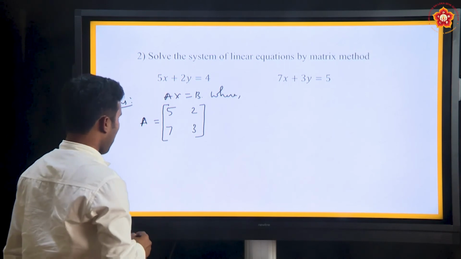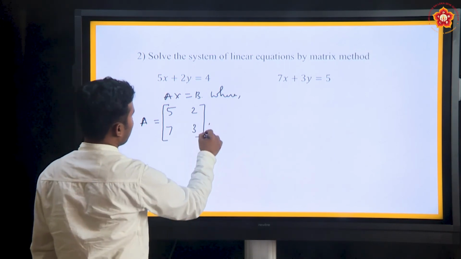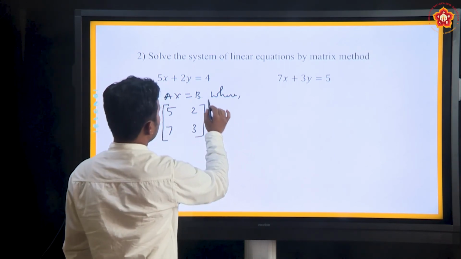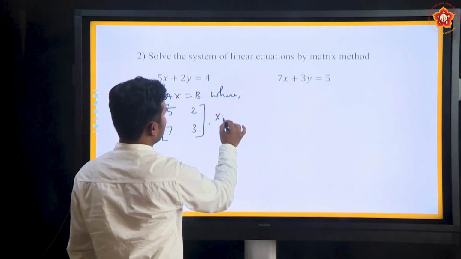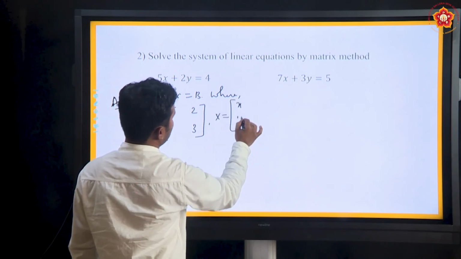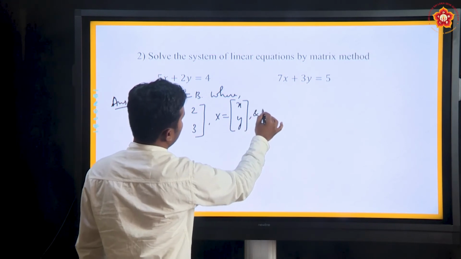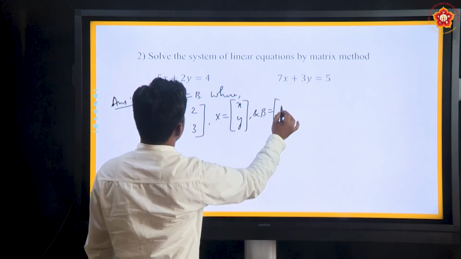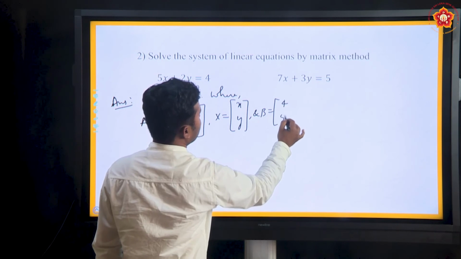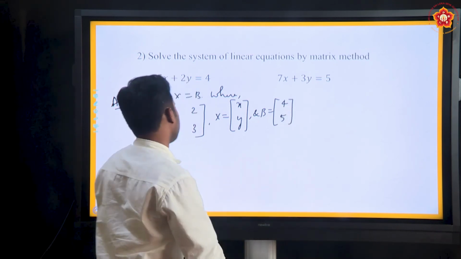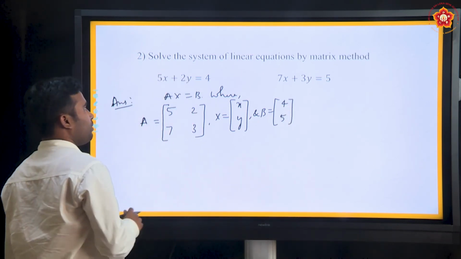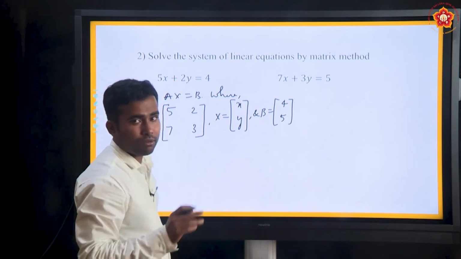So, next, what is that? What is X? X is XY, simple. And what is B? B is 4, 5. Okay. So, now we want to find a solution for x and y.